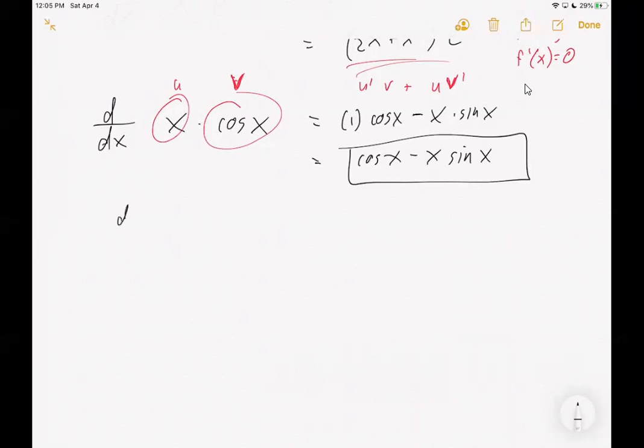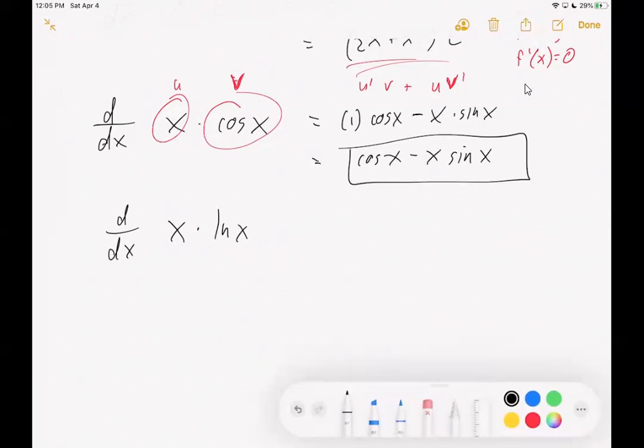Let's do another one. This one is actually a fun one. x times ln of x. This has nice things happening. So go ahead and circle it. Let me put the equal sign. Circle it and write out the template.